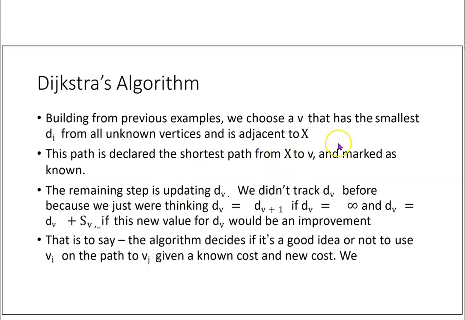So, taking the previous examples, in Dijkstra's algorithm, we choose a V that has the smallest DV from all unknown vertices and is adjacent to X. This path is then declared the shortest path and marked as known. The remaining step is we update DW. If DW equals infinity, and DW equals DV plus the cost, if this new value is an improvement, we overwrite it. The algorithm decides if it's a good idea or not to use Vi on the path to Vj, given a known cost and a new cost.